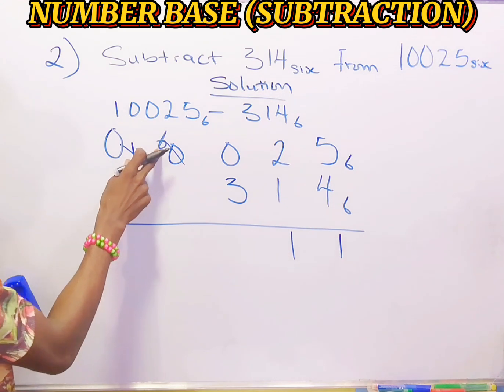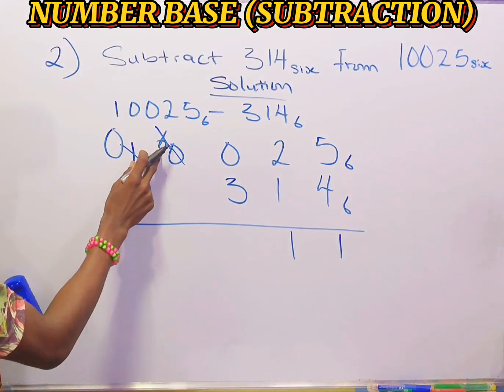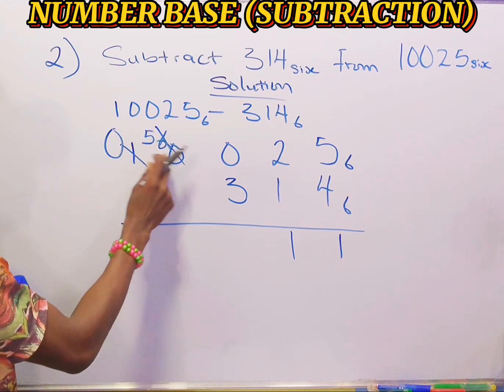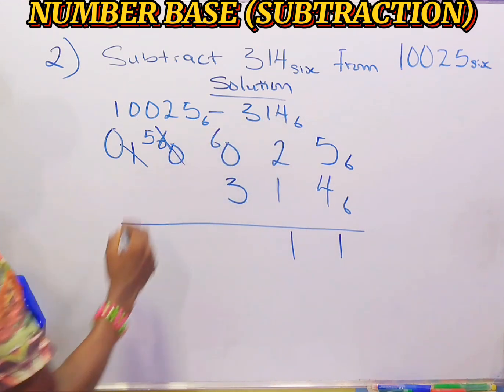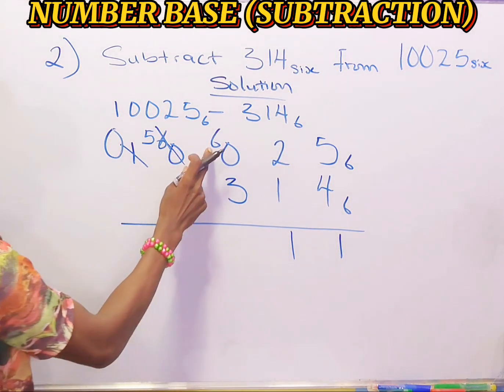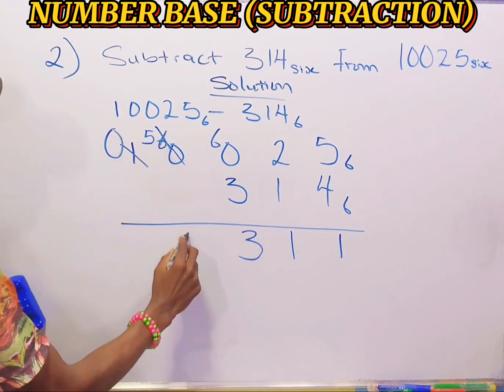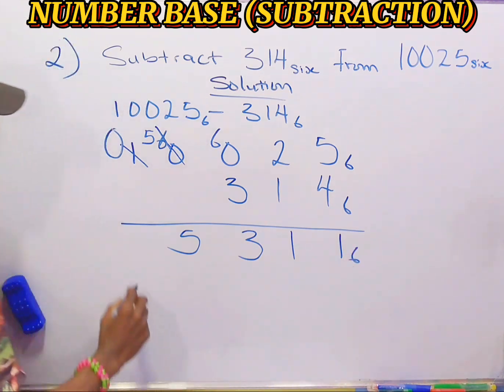Now, since we've gotten 6 here, we'll take away 1 from this 6. This 6 becomes 5. The 1 we are bringing here is in the form of 6 because we are dealing with base 6. Now we say 6 minus 3, which is 3. 5 minus nothing is 5. All in base 6.